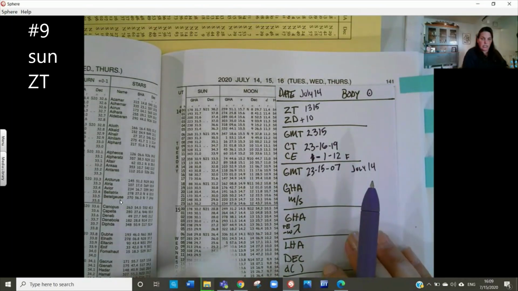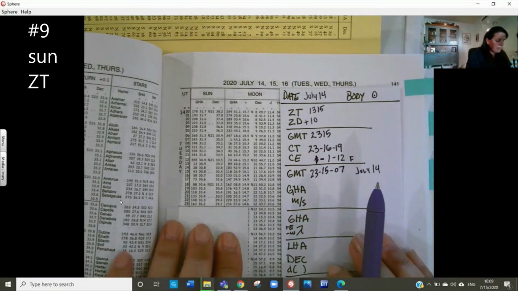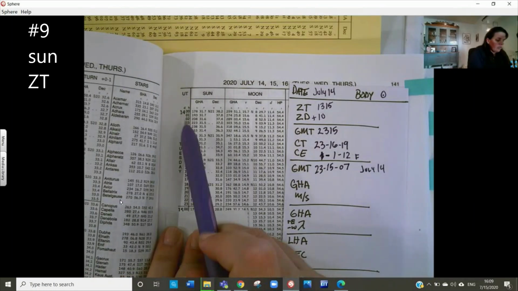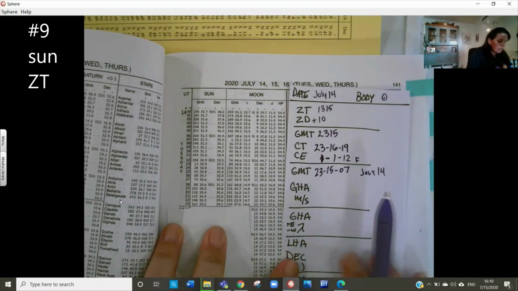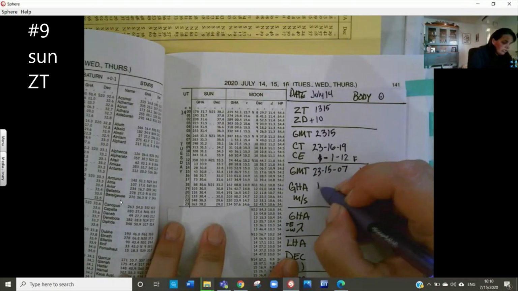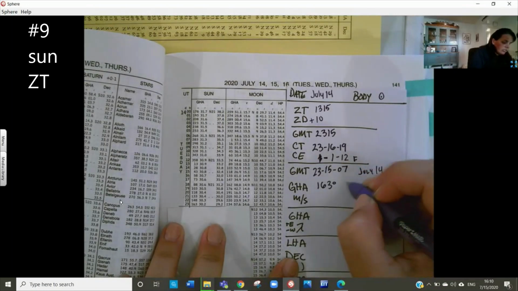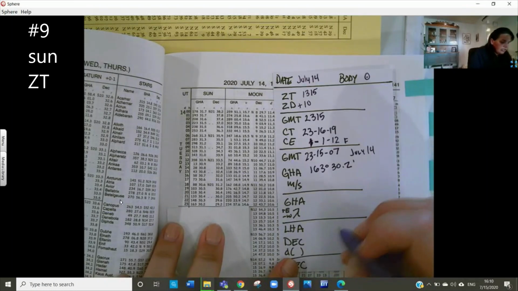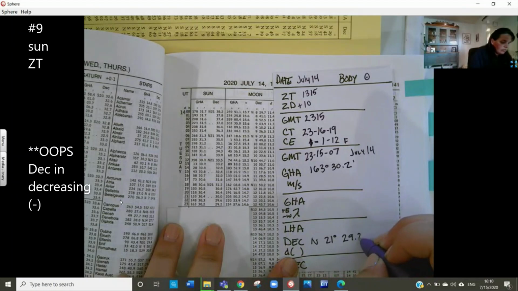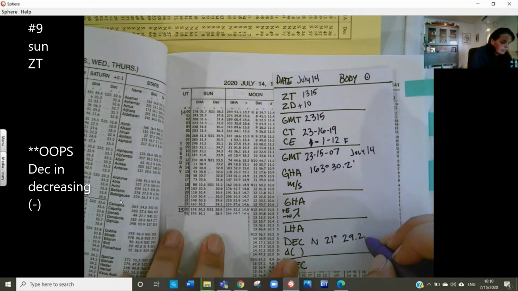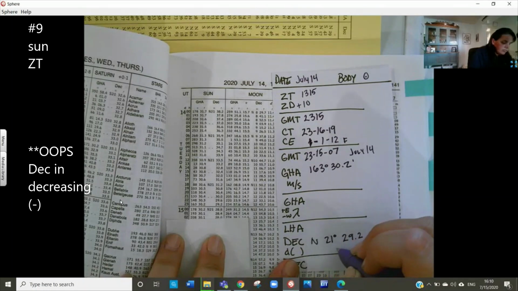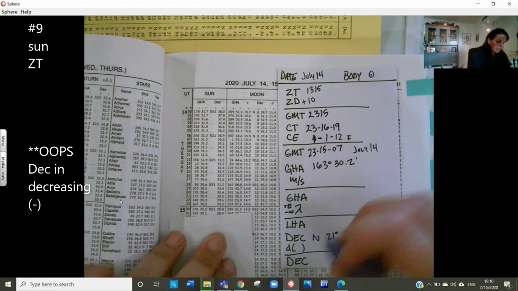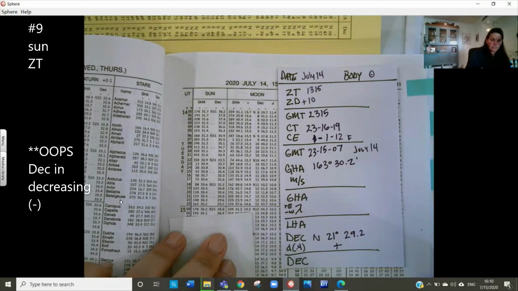So let's get our GHA and declination. Our GHA on the 14th at 2300 is 163 degrees, 30.2. The declination is north 21 degrees, 29.2. And that is increasing. And our little d at the bottom is 0.4.